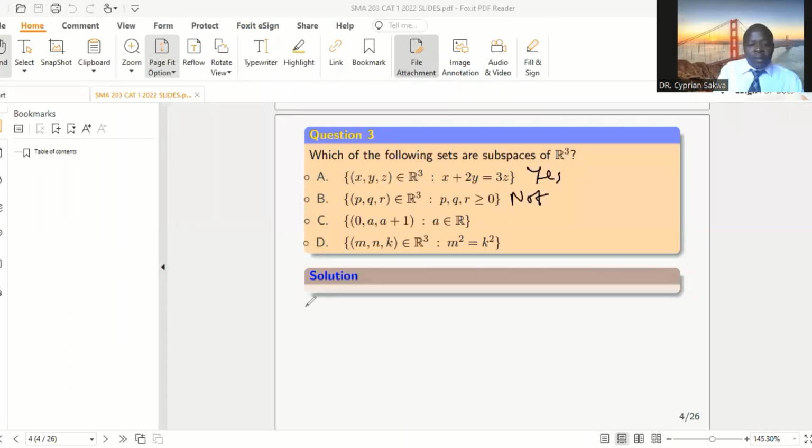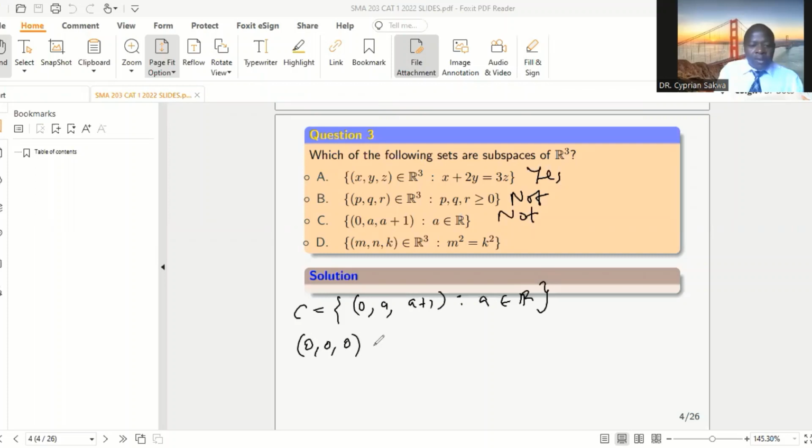Now, C is a set comprising of (0, a, a + 1), such that a is a real number. Now, I can see that this C is not a subspace. What is my reason? My reason is, I want to suppose that C has a 0 vector. Suppose it has a 0 vector.